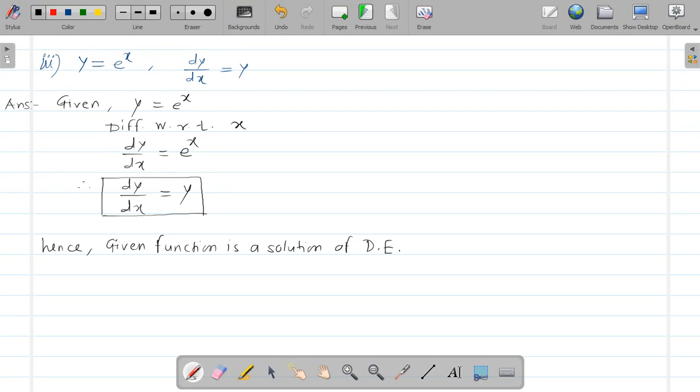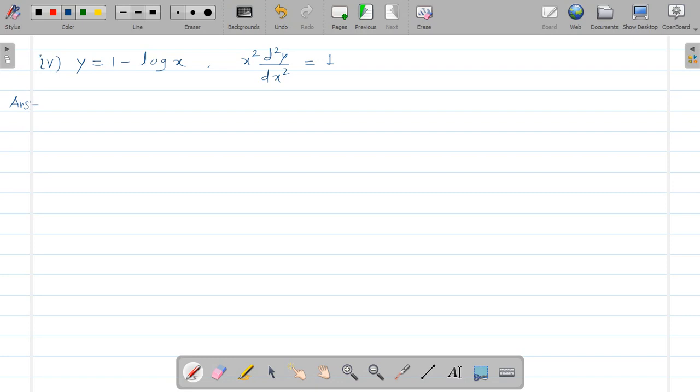Okay, now let us see another example. Here the function is given as y is equal to 1 minus log x, and the differential equation given to you is x square into d square y upon dx square is equal to 1. Now we have to check whether it is the solution of this differential equation. So the given function is y is equal to 1 minus log x.